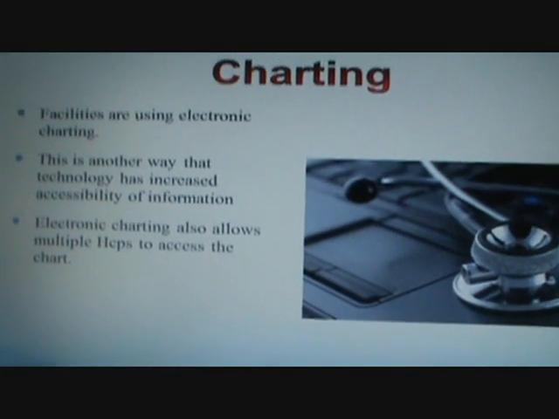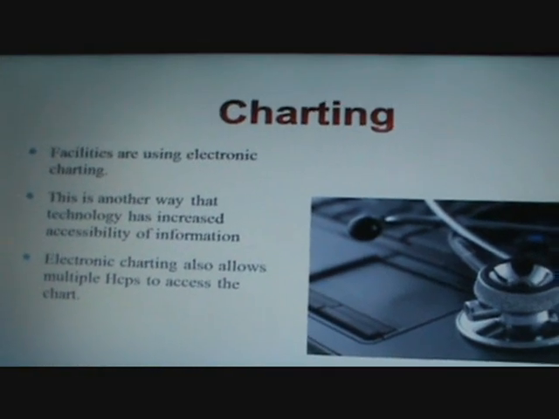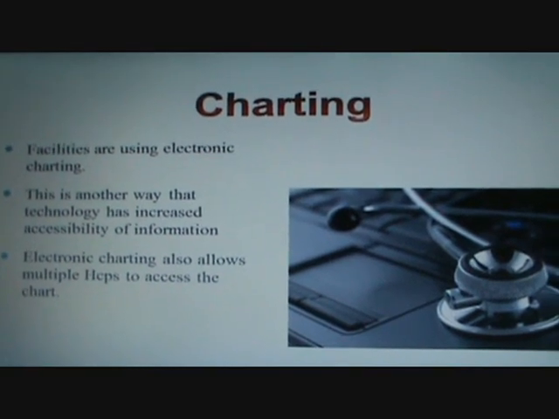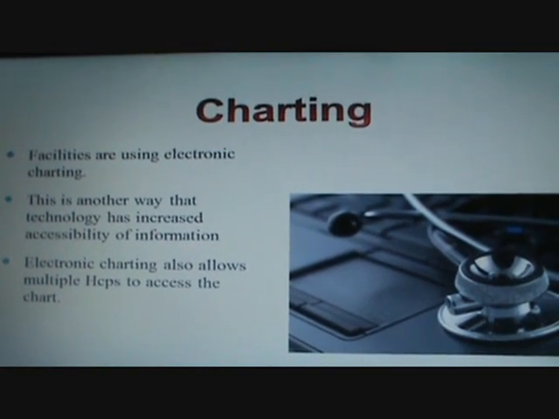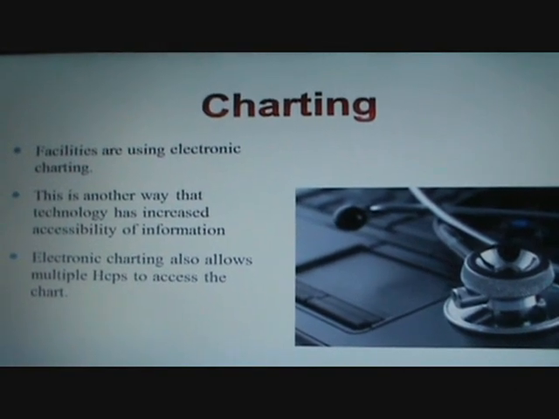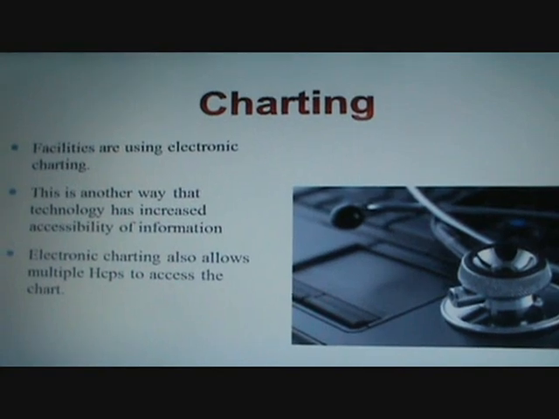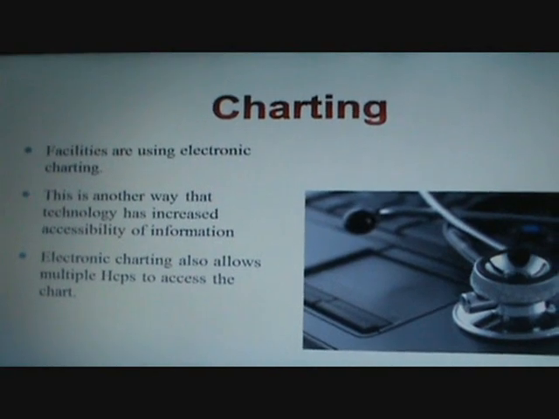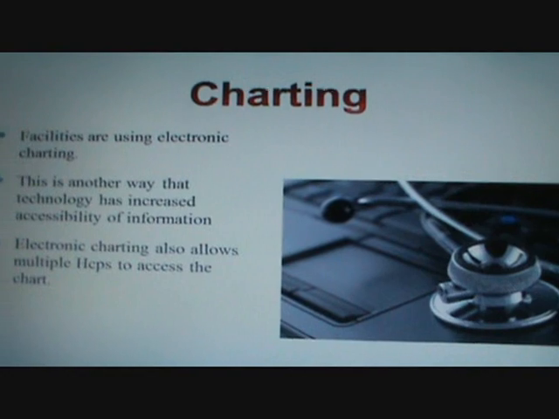Charting. Facilities are using electronic charting. This is another way that technology has increased accessibility of information. Electronic charting also allows multiple healthcare providers to access the chart and update it with pertinent information that might have taken longer to enter into the chart and to let other healthcare providers know what was going on with the patient. But now that we are using electronic methods, the access of this information is becoming much more rapid.